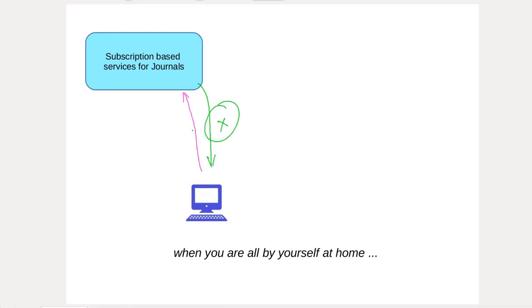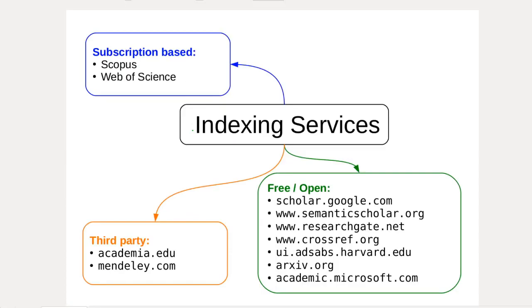So in this scenario it is important to see what other sources there are where, without any subscription fees, maybe with some limited access, you can see some of the archival literature sources. Indexing services, as these are called, fall into 2 major categories: subscription based or free and open. There's a third category, given here as third party, because they charge you some money for specific access, but there are some basic services which are free.